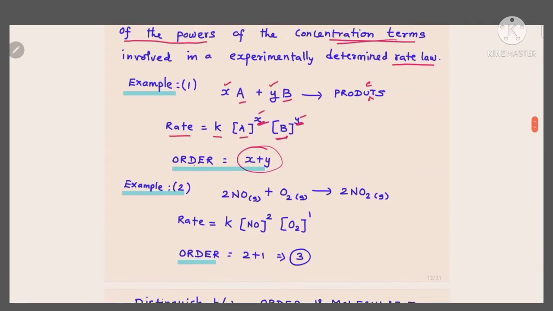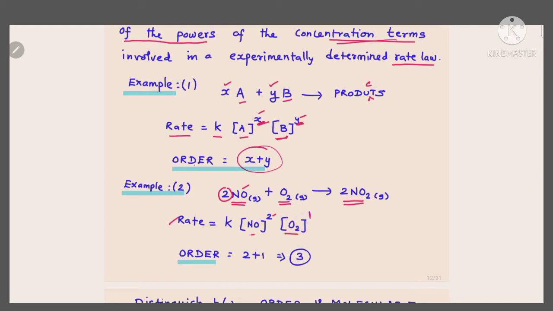So I have given one specific example. Look at the reaction: nitrogen monoxide, NO, 2 moles, reacts with oxygen, 1 mole, giving 2 moles of nitrogen dioxide. This is nothing but the formation of nitrogen dioxide from nitrogen monoxide and oxygen, isn't it? Now the rate law for the reaction is written as rate equals rate constant K into the first reactant NO concentration power 2. This 2 is written as the power of NO concentration. Similarly, for oxygen, no number is written, it is understood to be 1 mole. Therefore, concentration of oxygen power 1, isn't it?